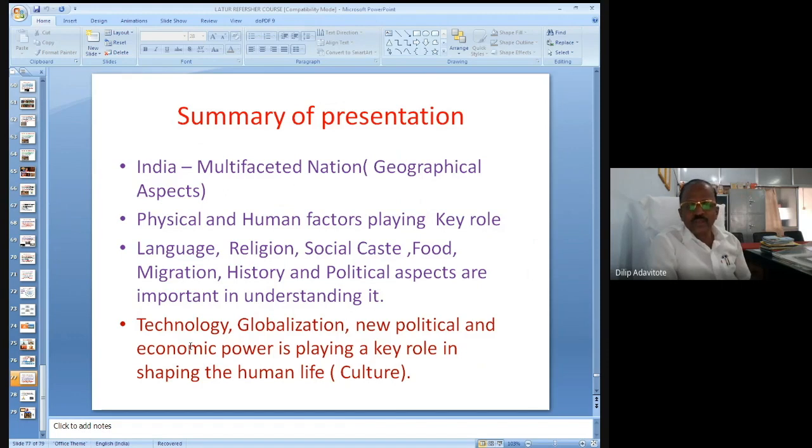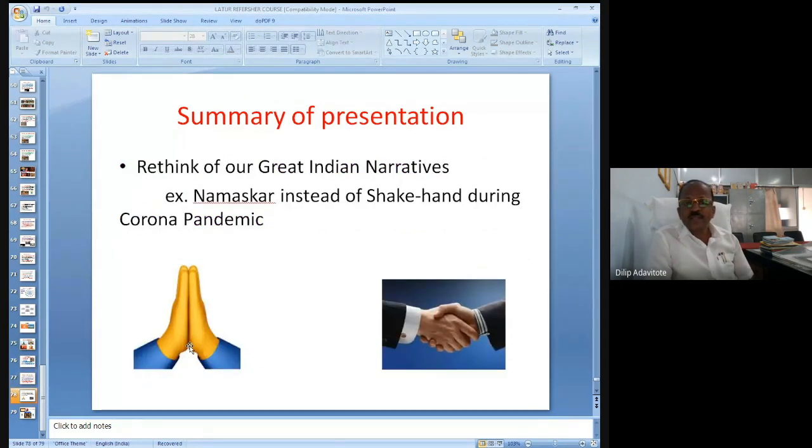So these things are going on around us, and we must consider the recent trends in tourism. One way or the other, one can think about all these things. So rethink the great Indian narratives. During the COVID pandemic, the world was looking toward Indian culture, that is, our Namaskar culture. And now the handshake culture is not accepted due to the COVID pandemic. Therefore, we are promoting our best sign of Namaskar to the global population. That is very important, and it puts the issue in a proper way.